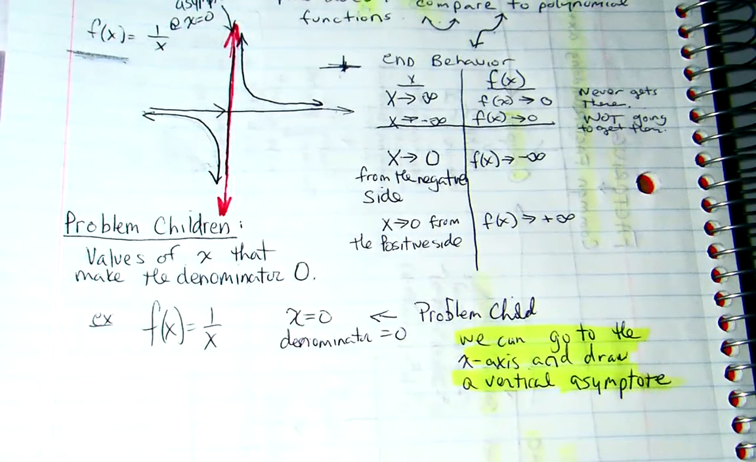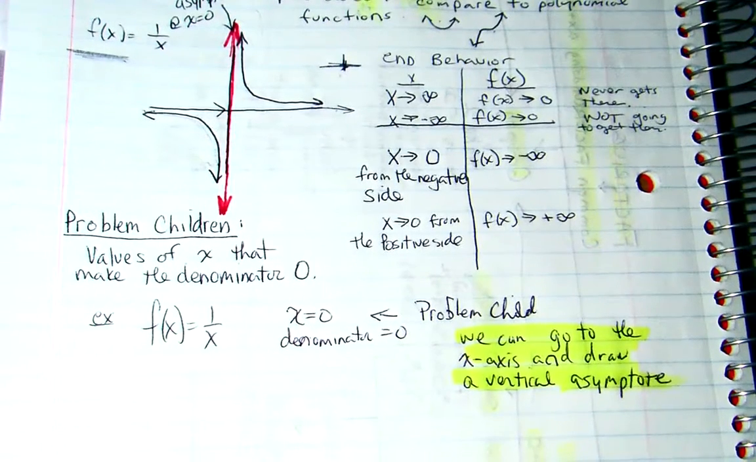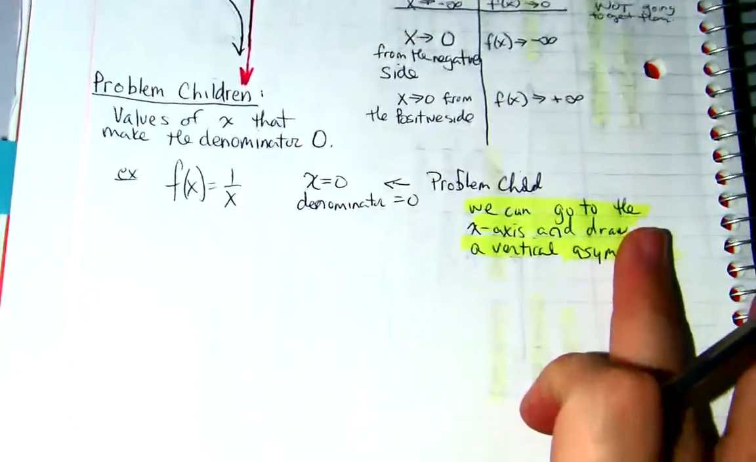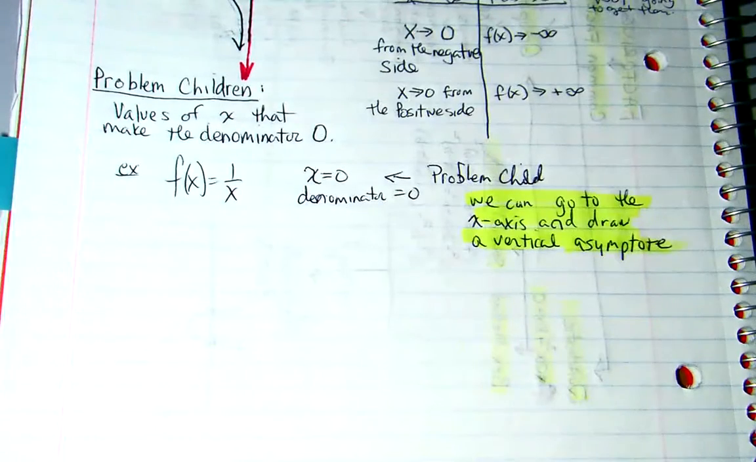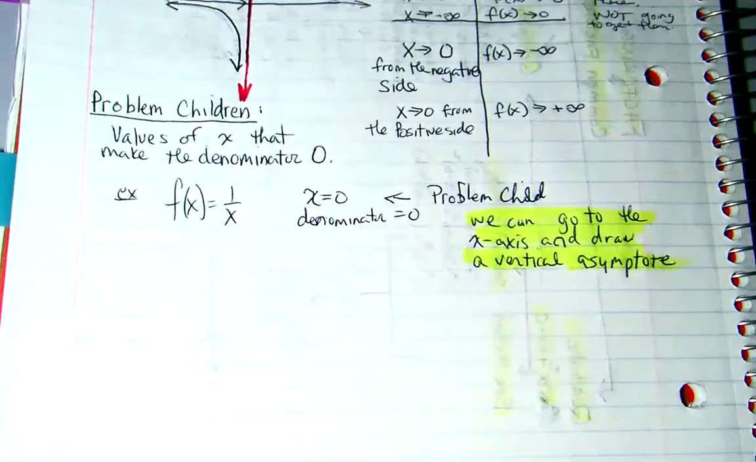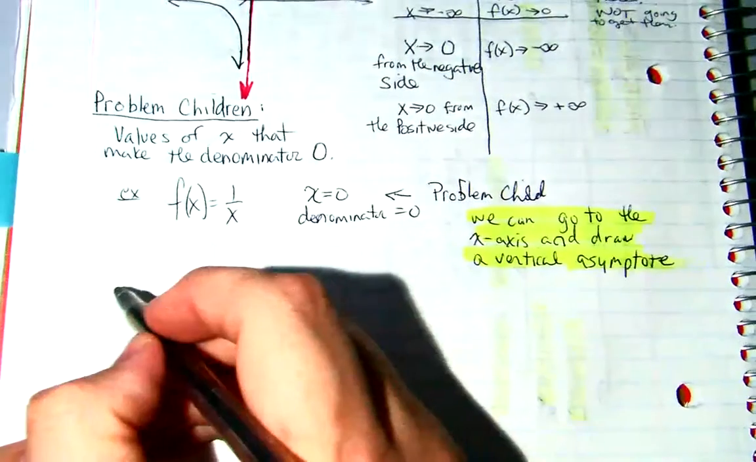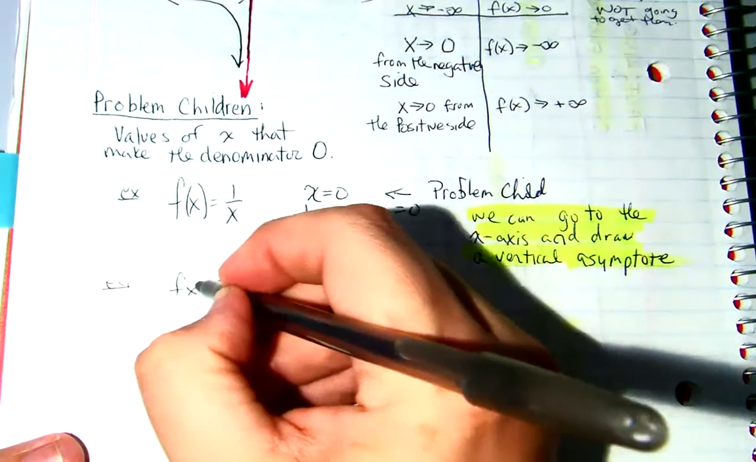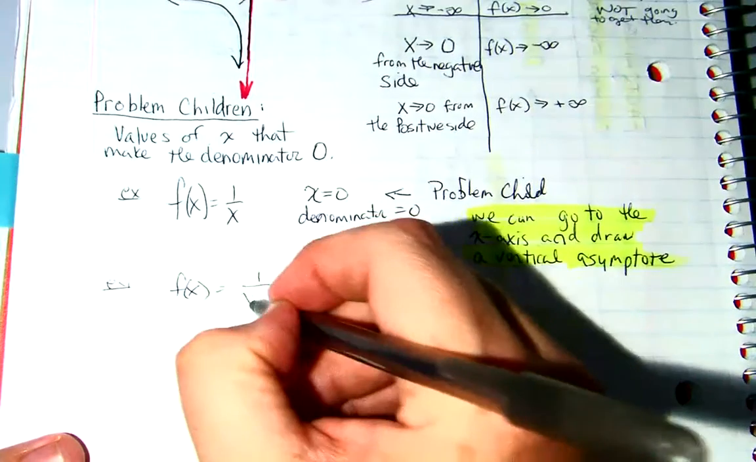So when we analyze the graph and try to figure out domains and ranges, the first thing you always do is figure out what the domain is. And for the domain, you always start with all real numbers, and then you kick out the problem children. Now, a different one. F of x is equal to 1 over x minus 2.